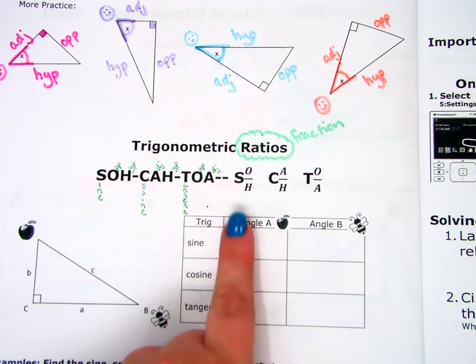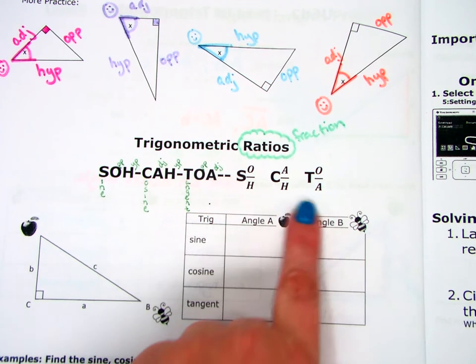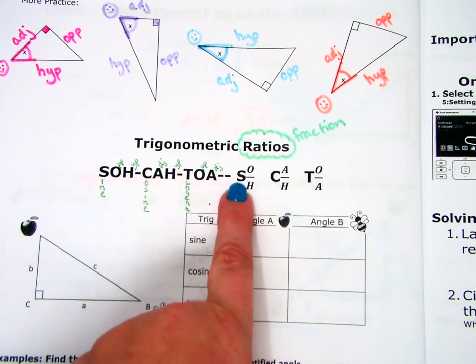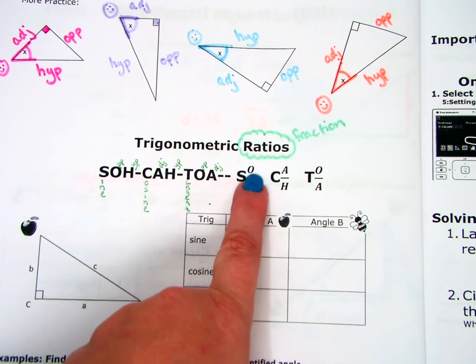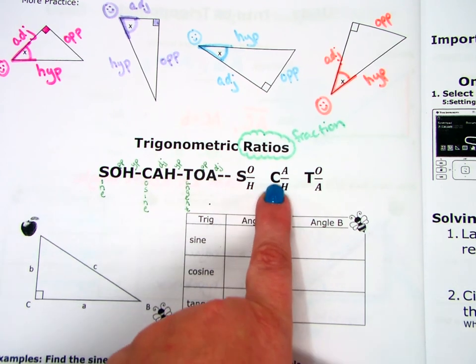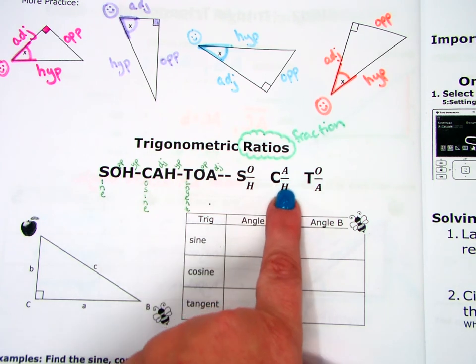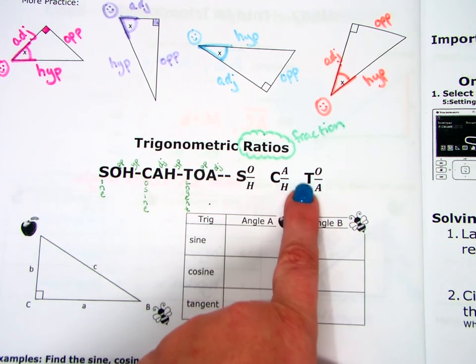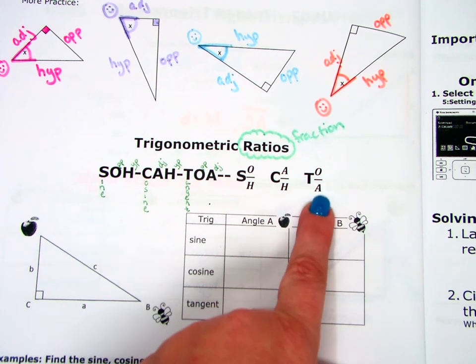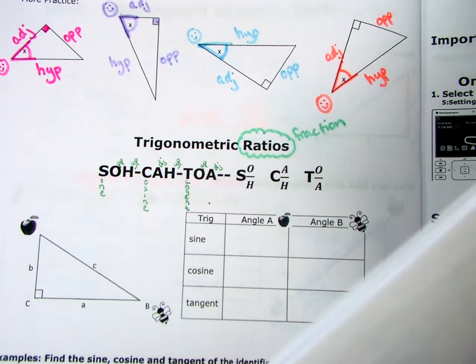When I write the word SOHCAHTOA, I usually don't write it the way you see it first there. I usually write it the second way you see it because that shows me what my ratios are going to look like. The sine of an angle is the ratio of the opposite to the hypotenuse. The cosine of an angle is the ratio of the adjacent to the hypotenuse. And the tangent of an angle is the ratio of the opposite to the adjacent.